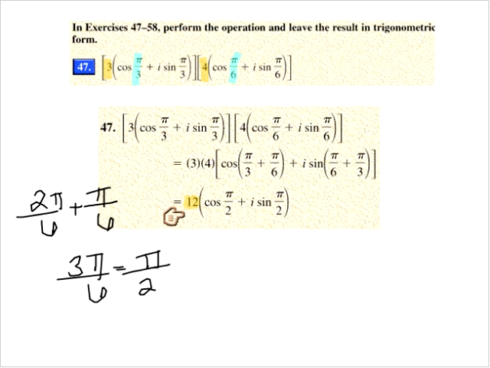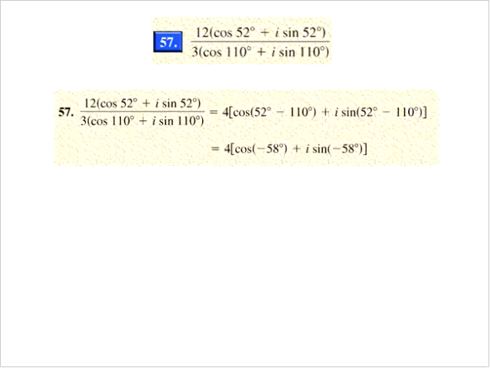So when we perform the operation there, that's how we can get 12 times the cosine of pi over 2 plus i sine of pi over 2. So when you multiply, you add your thetas. When you divide, we subtract our thetas, okay? So we're still dividing those numbers out front. So 12 divided by 3 is 4. But now let's subtract the thetas. 52 minus 110 is negative 58. So that's how we get our answer right here.